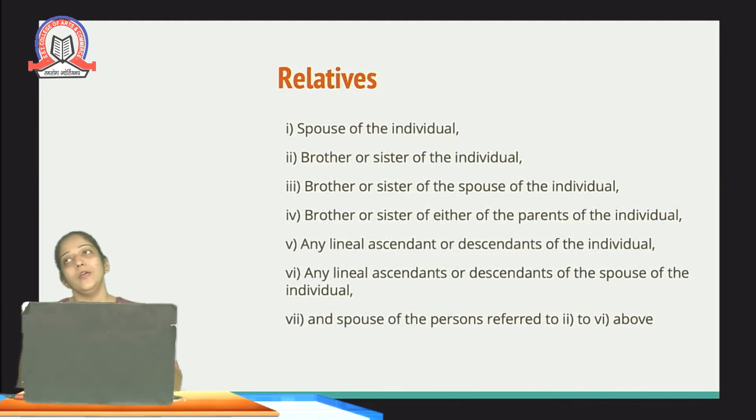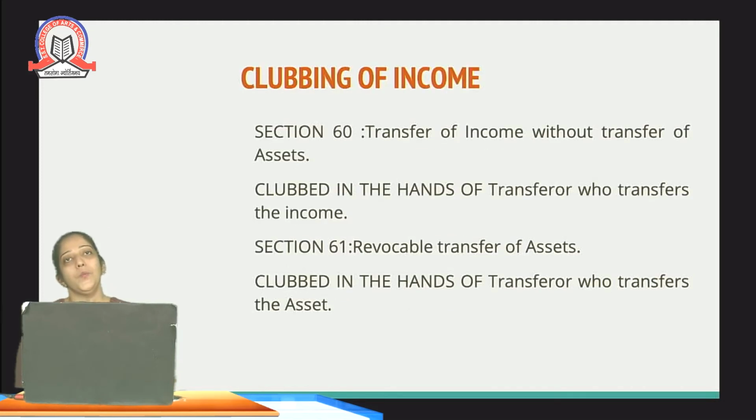Now if we talk about relatives, who can be termed as relatives? Here relatives means the spouse of an individual, brother or sister of an individual, or the spouse of a brother or sister of an individual, or brother or sister of either of the parents of an individual. So we can say any lineage, ascendant or descendant of an individual will be considered as relatives. Coming to the next point of the video, we have clubbing of income.